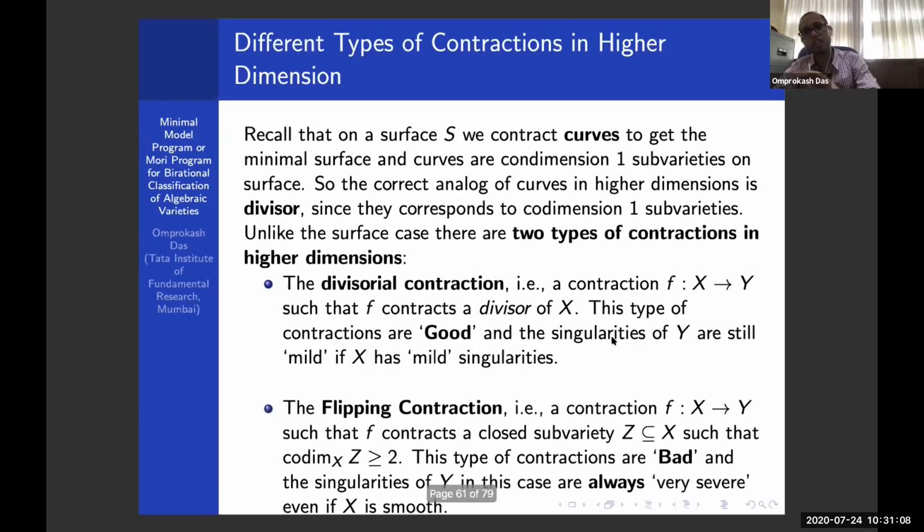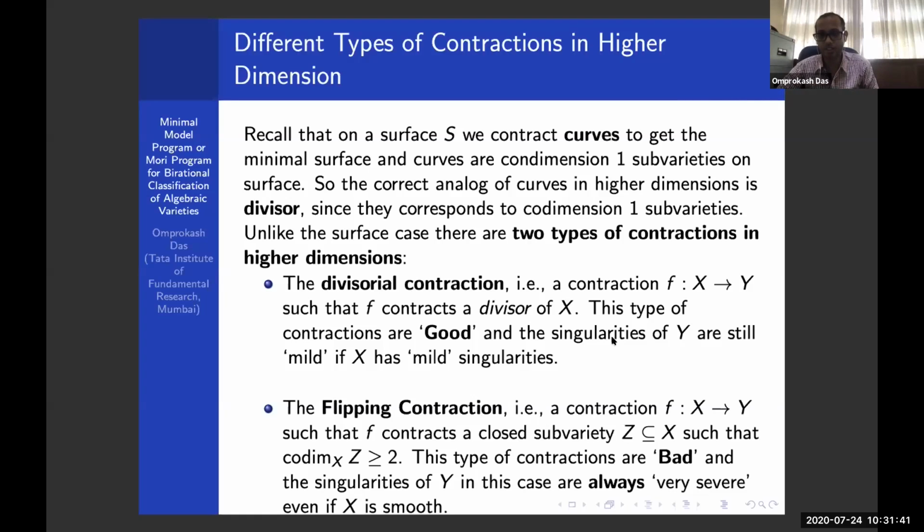And there is another type of contraction called small contraction or flipping contraction. Instead of contracting a divisor, which is codimension 1, you contract something of higher codimension, codimension greater than or equal to 2, or dimension less than or equal to n minus 2, from X. For example, if you take a 3-fold, instead of contracting a surface, you are contracting some curves, finitely many curves, from X. This would be an example of a small contraction or flipping contraction. So you're contracting a subvariety Z, which has codimension at least 2.